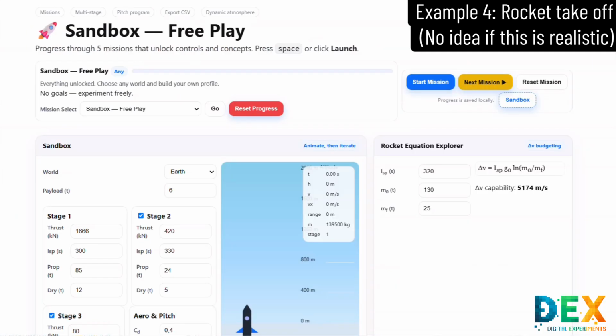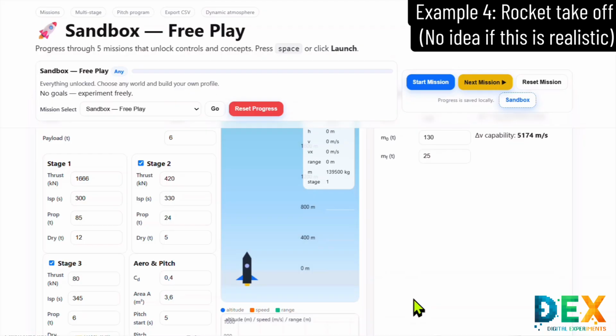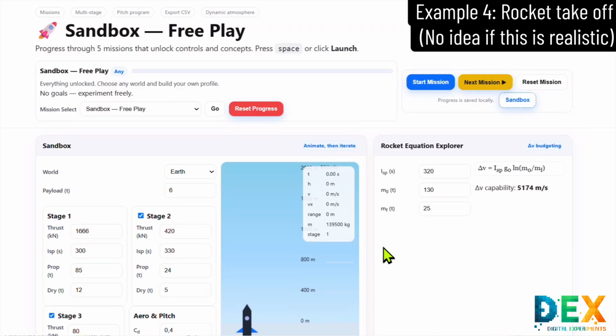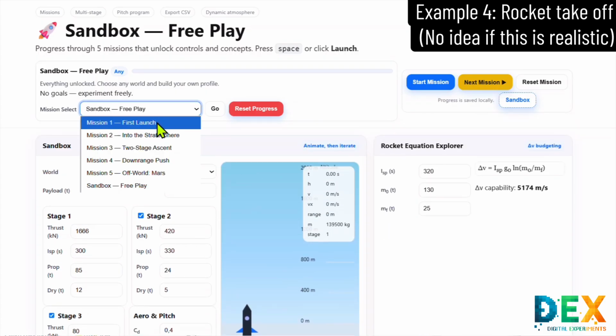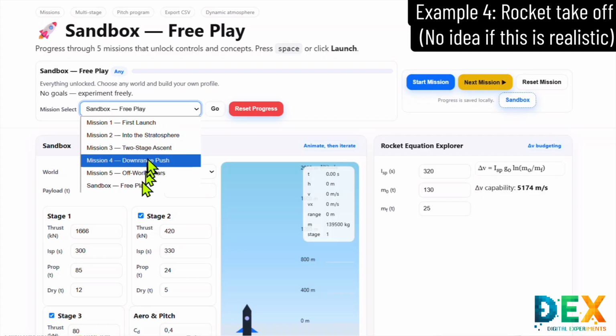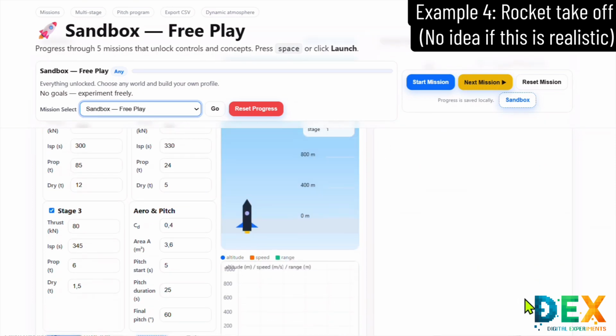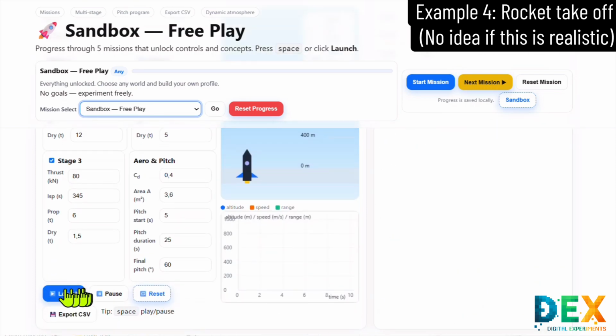This is a completely different thing. I don't know much about rocket physics, but I made this small sandbox where there are different missions getting more and more complicated, so it's like making a digital experiment that opens up and allows more functionality to become available. This is free play, so you can see that there's an animation that looks kind of neat.